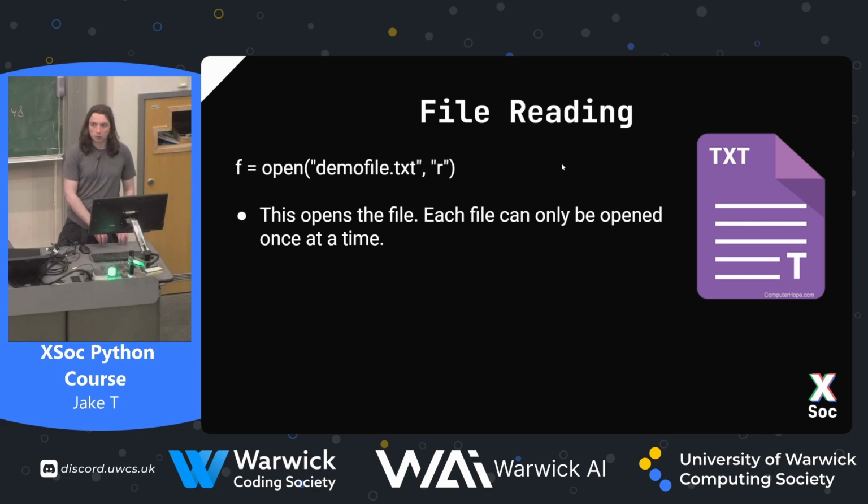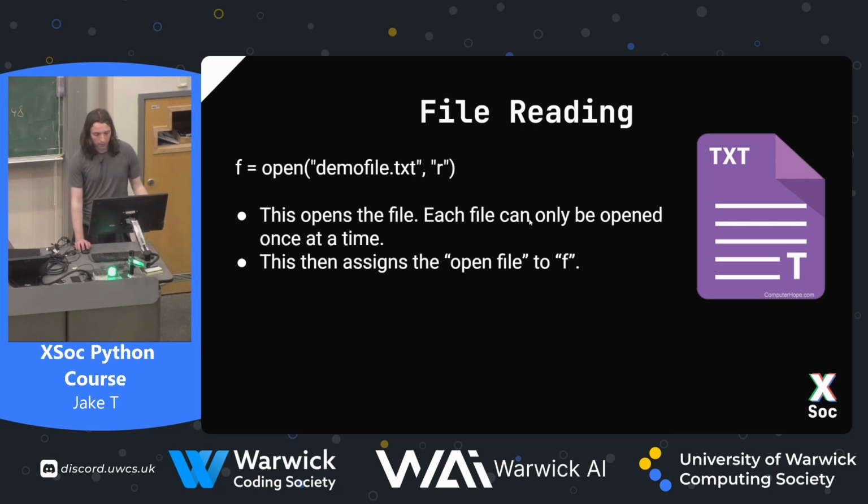Each file can only be opened once at a time. And this is a very important thing, because a lot of the time, I've had it loads, you will try and open a file and you'll be getting weird errors. You don't know where it's coming from. And it's because, oh wait, I'm running the program twice. One opened the file, the other one then can't. It's called file locking. So, as it says, this then assigns the open file to f.